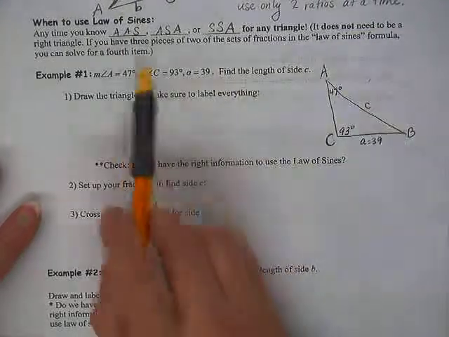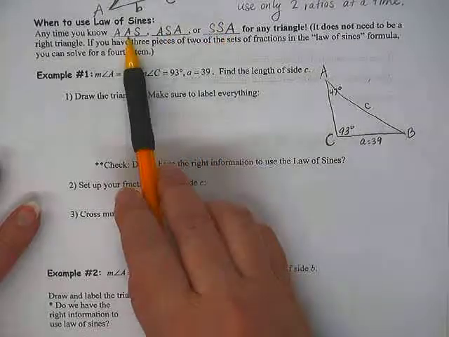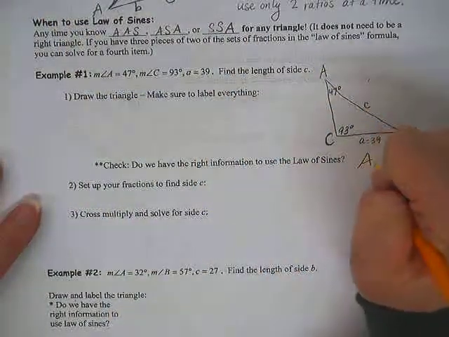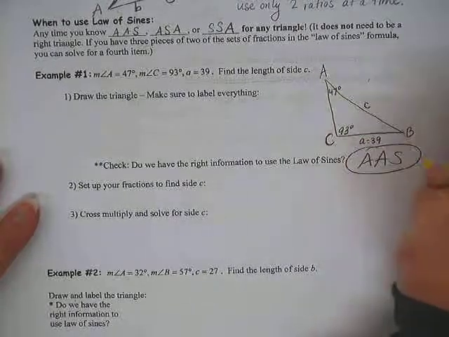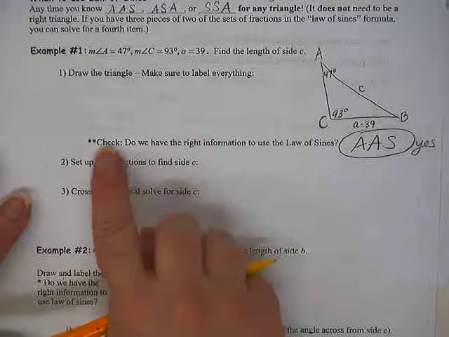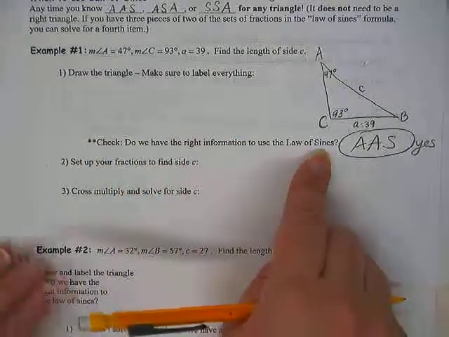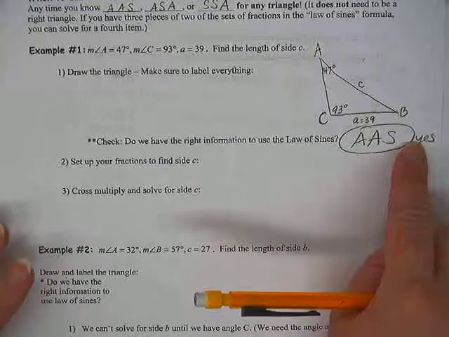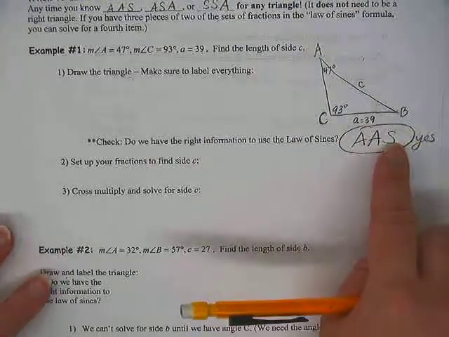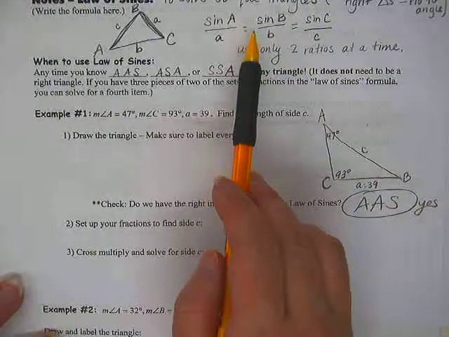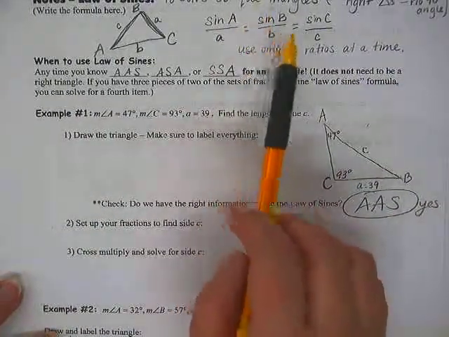Okay. Now let's look at the information we have here. We have an angle, and we have a side. Is that one of the things I told you we could solve? Yeah. So this particular problem is angle, side. So the answer is yes, we have the information we need to be able to solve this. That's something you should always check and make sure you can do. Okay? So yes, we have the right information to use law of sines.